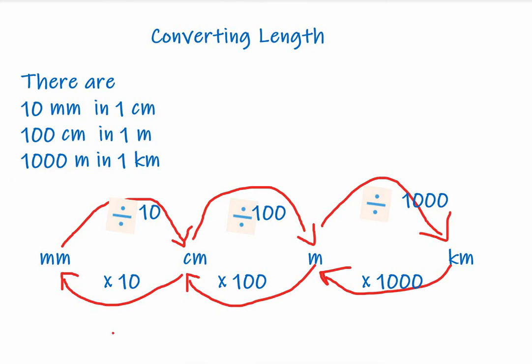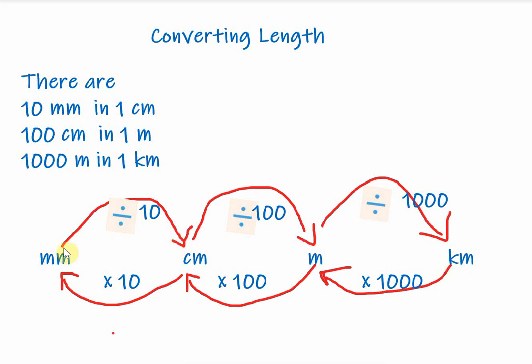Now that we understood the fundamentals, let's move on to the conversion. There are 10 millimeters in 1 centimeter, 100 centimeters in 1 meter, and 1000 meters in 1 kilometer. I would suggest you have this simple diagram whenever you do a conversion in length. To draw this diagram, you go from the smallest unit to the biggest unit. So you will have millimeter, centimeter, meter, kilometer.